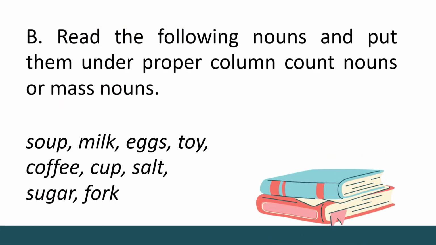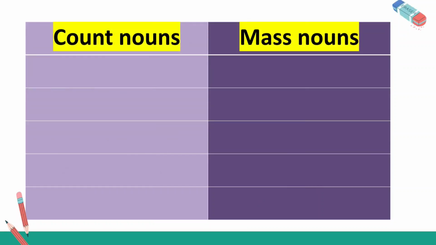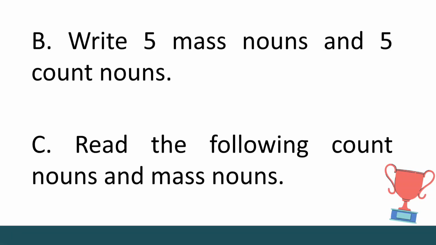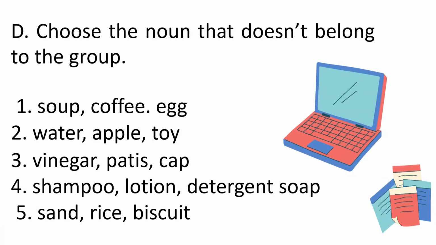Read the following nouns and put them under proper column, count nouns or mass nouns. Now write 5 mass nouns and 5 count nouns, and then read the following count nouns and mass nouns. Now choose the noun that doesn't belong to the group.